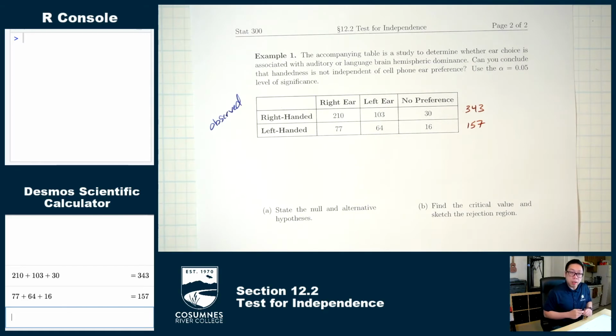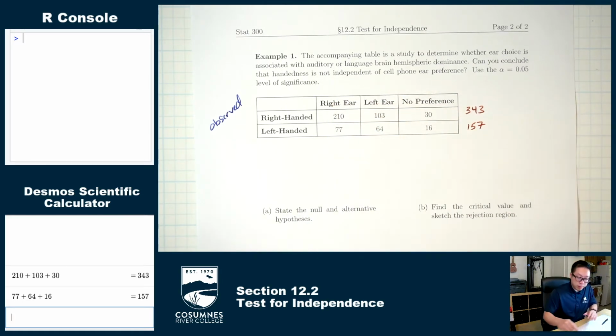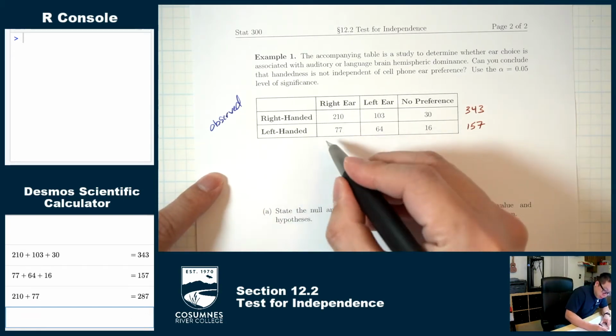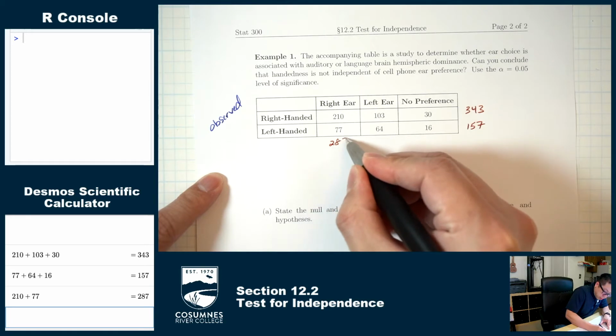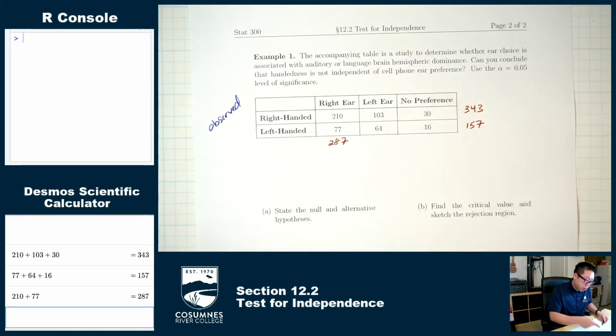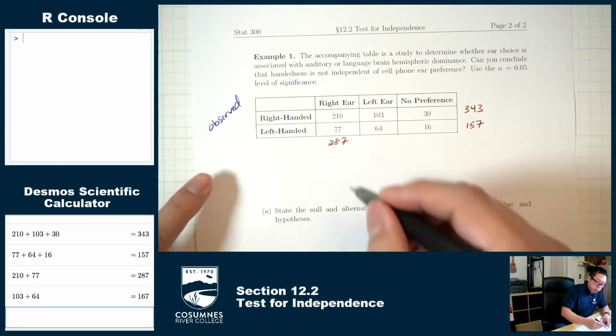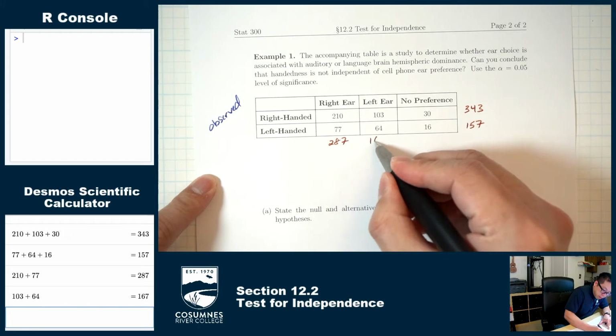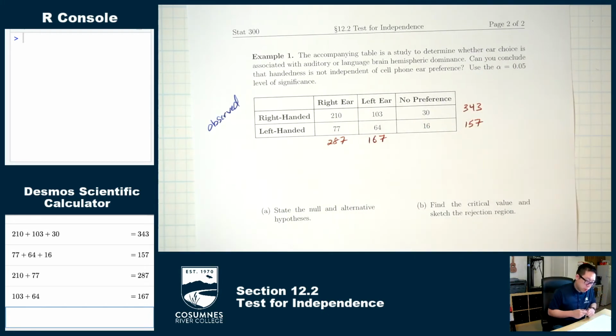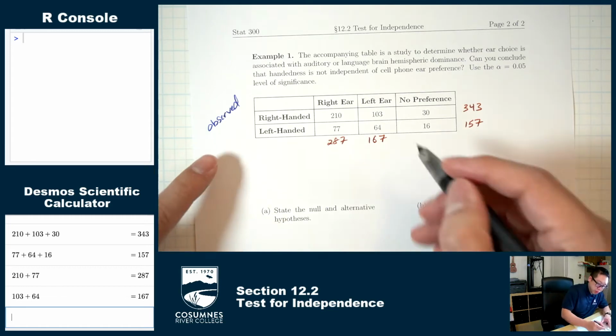And then I need my column totals. First column, 210 plus 77 is 287. Second column, 103 plus 64 is 167. Third column, 30 plus 16. I don't need a calculator there. That's 46.